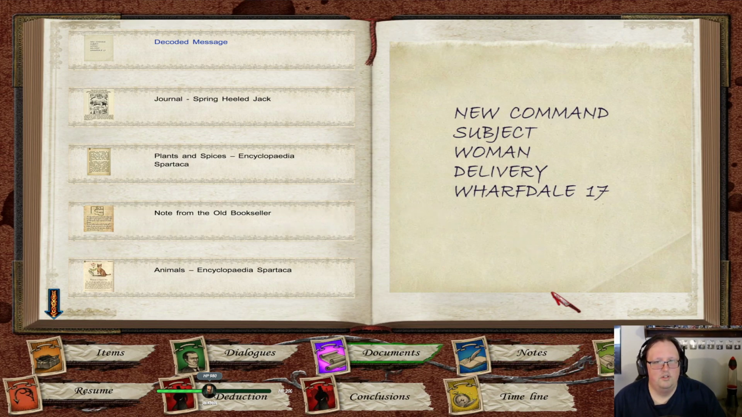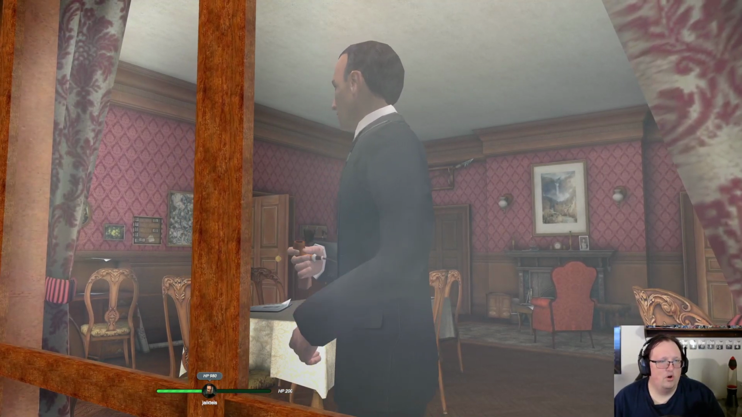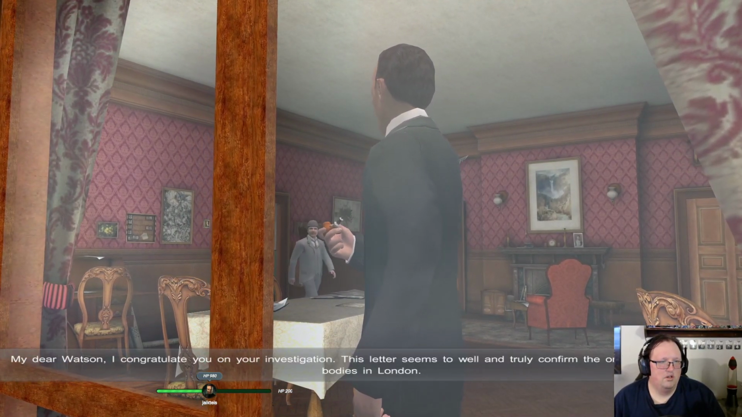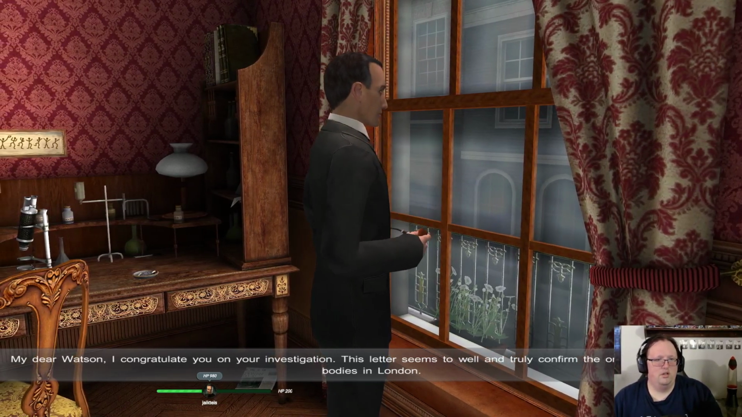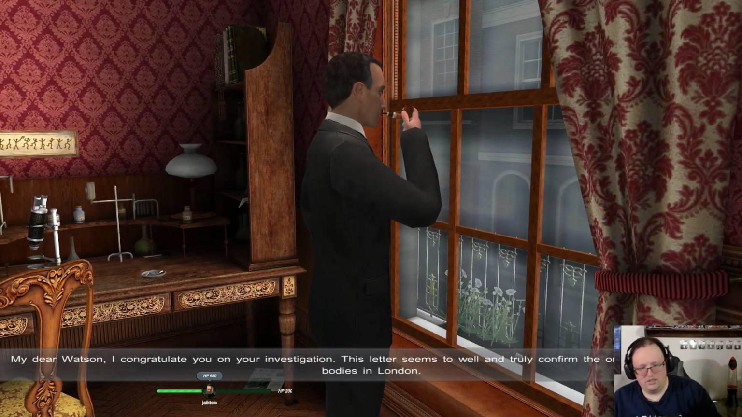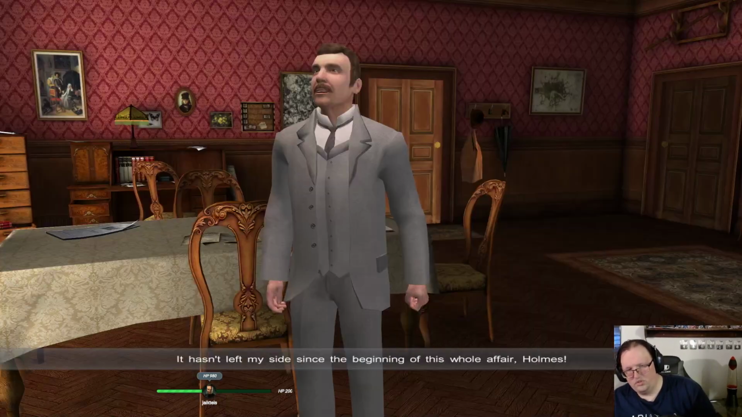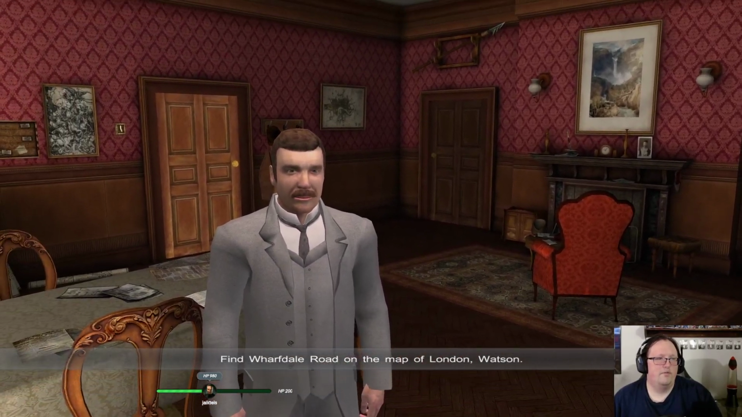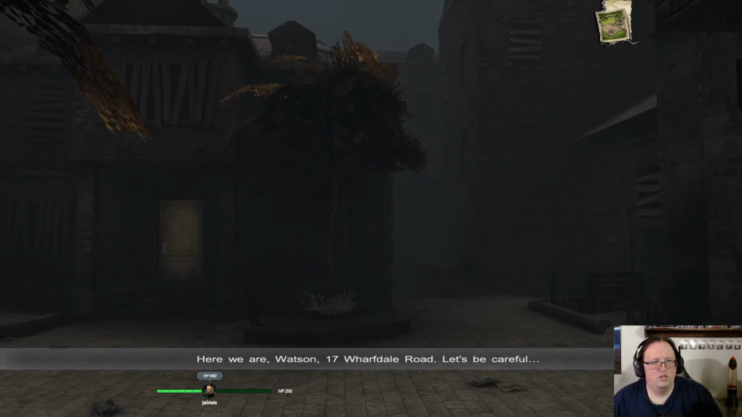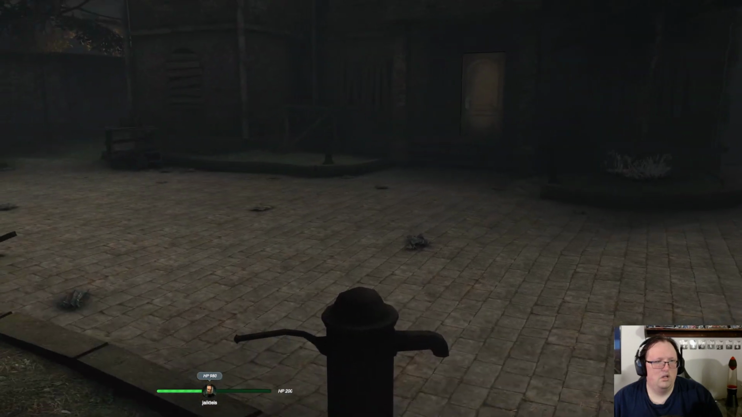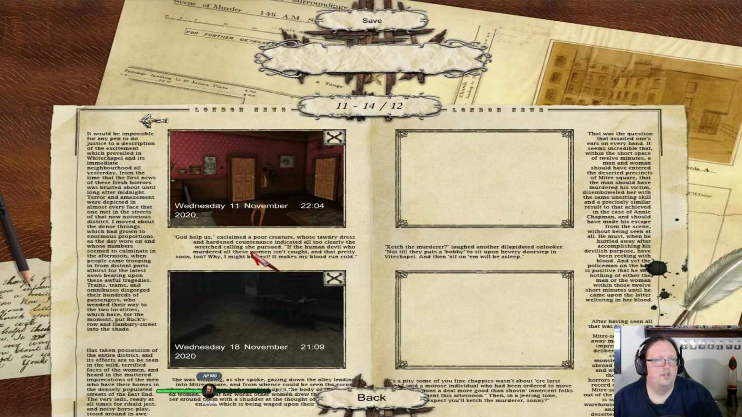Paper. No. Don't say such things. It's horrible. My dear Watson, I congratulate you on your investigation. This letter seems to well and truly confirm the organized trafficking of bodies in London. Yes, my God. Holmes. Find Wharfdale Road on the map of London, Watson. Understood, Holmes. There it is, right there. Here we are, Watson. 17 Wharfdale Road. You think so, Holmes? Let's save. Over top of this one.